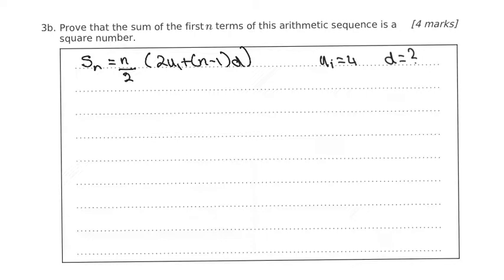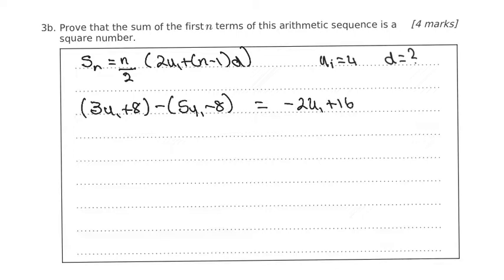So if we subtract 3u1 plus 8, and we subtract 5u1 minus 8, that is equal to minus 2u1 plus 16. We know what u1 is, so therefore we get minus 8 plus 16, which is equal to 8. So d is equal to 8.